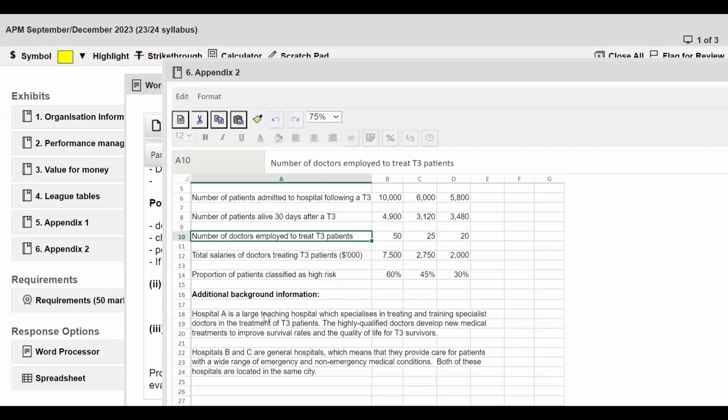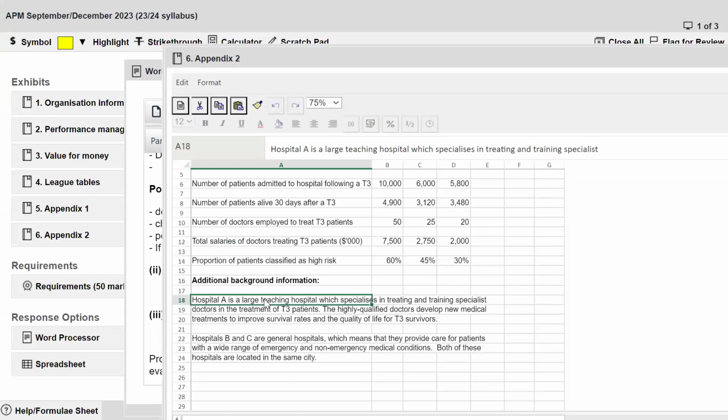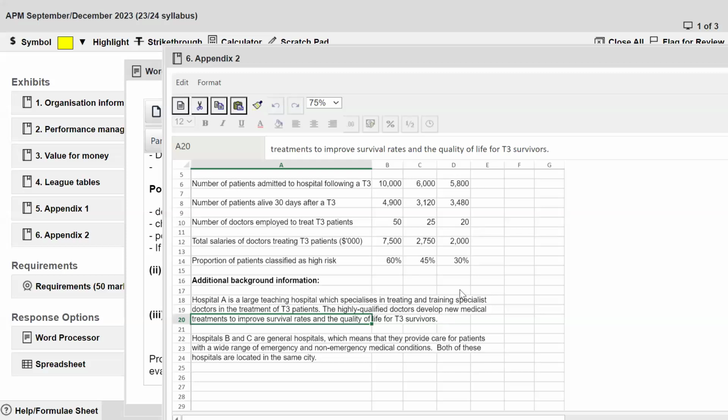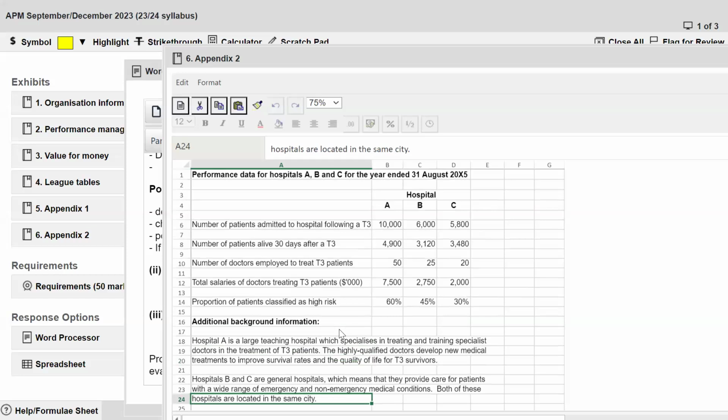Hospital A is a large teaching hospital which specializes in teaching, treating and training specialist doctors in the treatment of T3 patients. The highly qualified doctors develop new medical treatments to improve survival rates and the quality of life for the T3 survivors. Hospital B and C are general hospitals, which means that they provide care for patients with a wide range of emergency and non-emergency medical conditions. Both of these hospitals are located in the same city. So I've got Hospital A, which specializes in treating and training the specialist doctors, and Hospital B and C are the general hospitals. That's what we have. Now, what next is there?